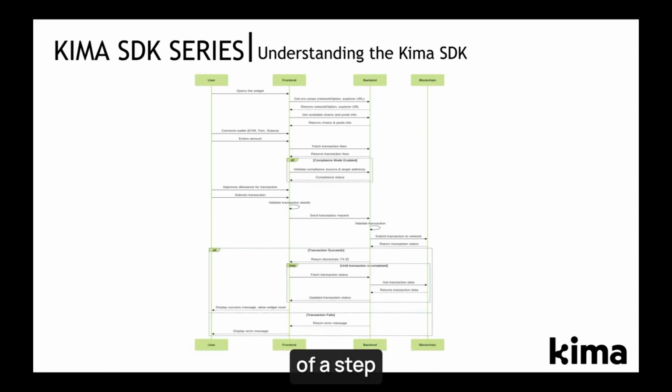This is an example of a step-by-step process of how a cross-chain stablecoin transfer works with the Kima SDK. At first, the user connects their wallet, enters the transaction details, such as the amount, the source and target chains, and the recipient address. Then, the frontend retrieves the transaction fees from the backend, and if enabled, performs a compliance check for the wallet addresses. After that, the user approves the allowance on the source chain, so the Kima pool can retrieve the tokens.